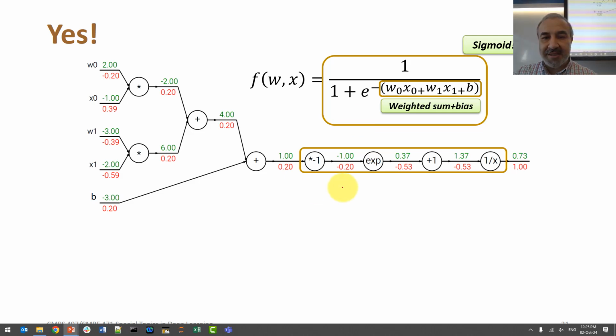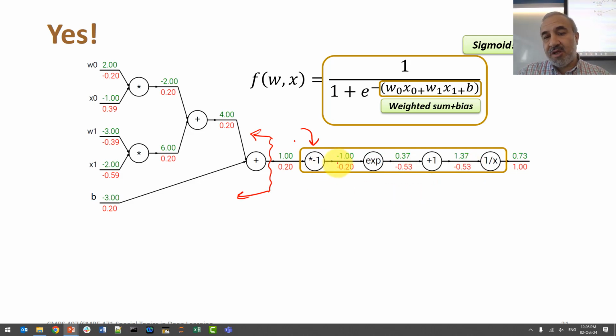Now, you can see the sigmoid function, where is it in the computational graph? It's this one, right? It's starting from the weighted sum and ends here. The left side here is the weighted sum plus bias, and from here, this is the sigmoid function, right? Is that clear?